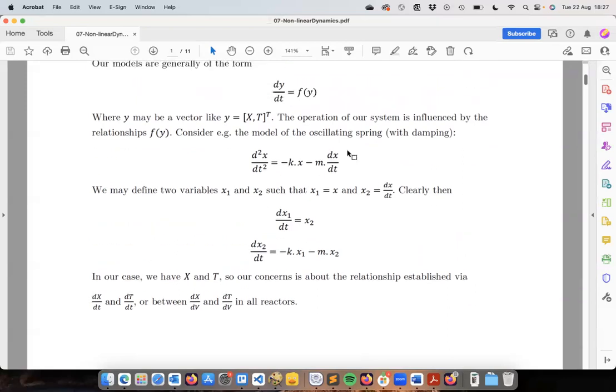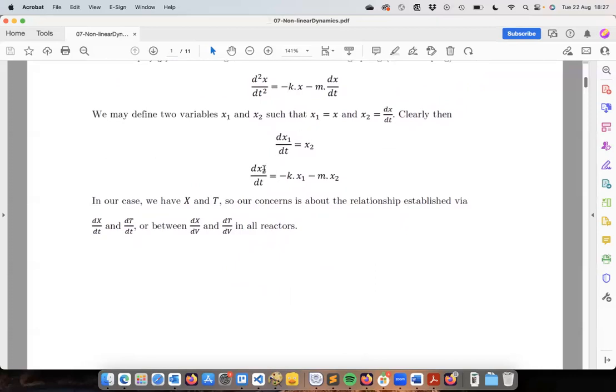So this is just pointing out as an example that even in cases that appear to have just one state, sometimes it's equivalent to cases where we have two states. And in our case, we know that we have a material balance and an energy balance. And so our interest is in the relationship between conversion and temperature. And we had already looked at such relationships.